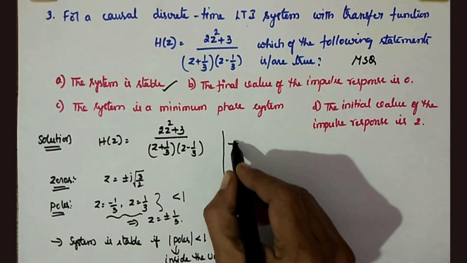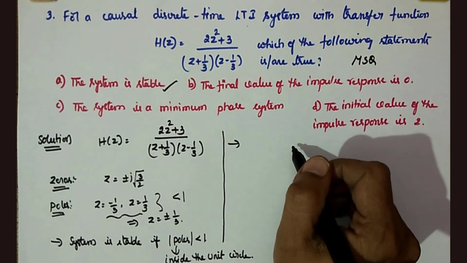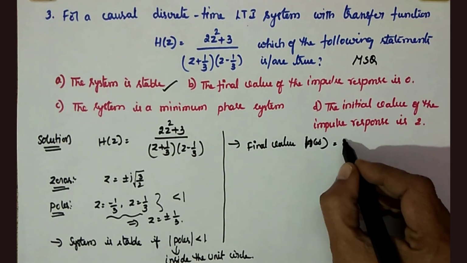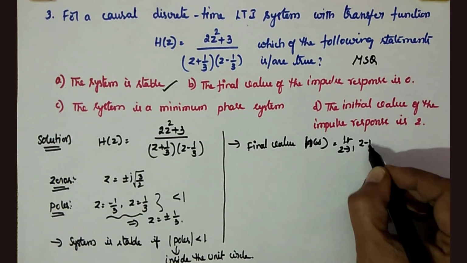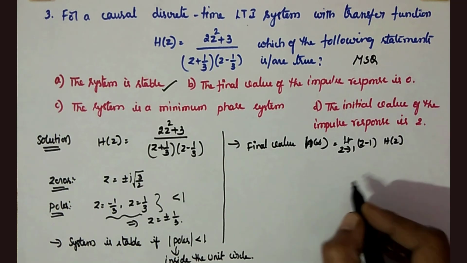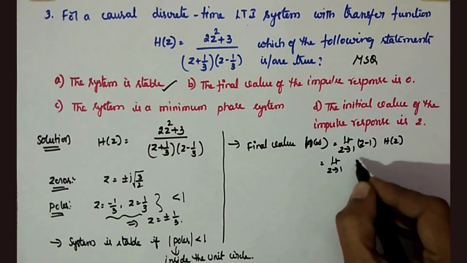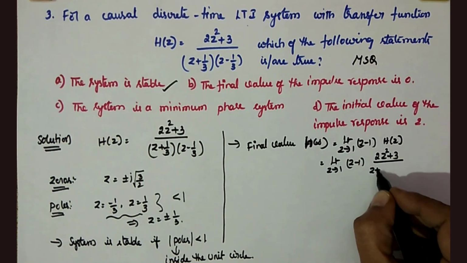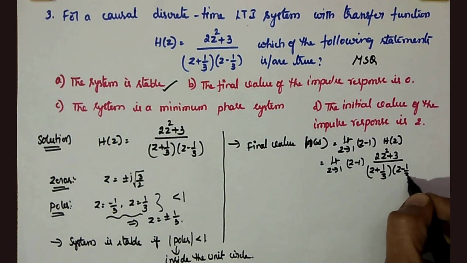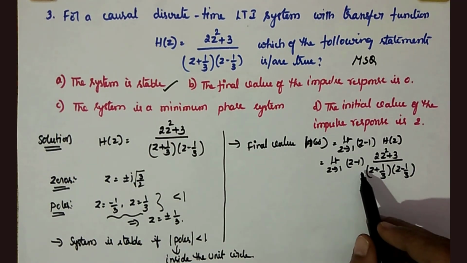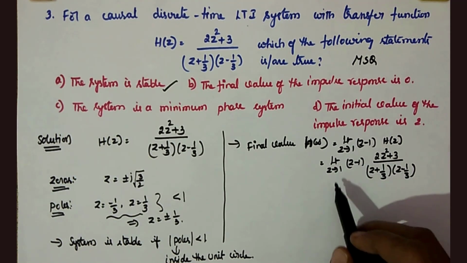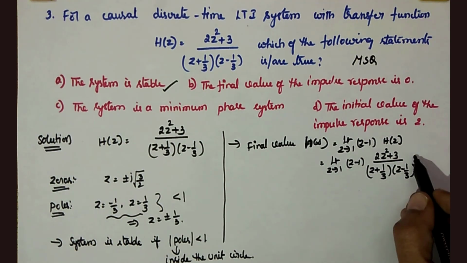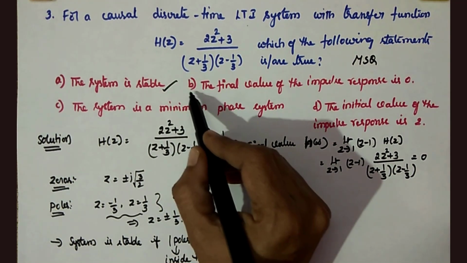The second one is that the final value of the impulse response is 0. How to find the final value? The final value h(∞) is the limit as z tends to 1 of (z − 1) H(z). Substituting, we get the limit of (z − 1)(2z² + 3) / ((z + 1/3)(z − 1/3)). There is no chance of cancelling z − 1. Now if you substitute z = 1, this becomes 1 − 1 = 0. So the final value is 0. So option 2 is also correct.